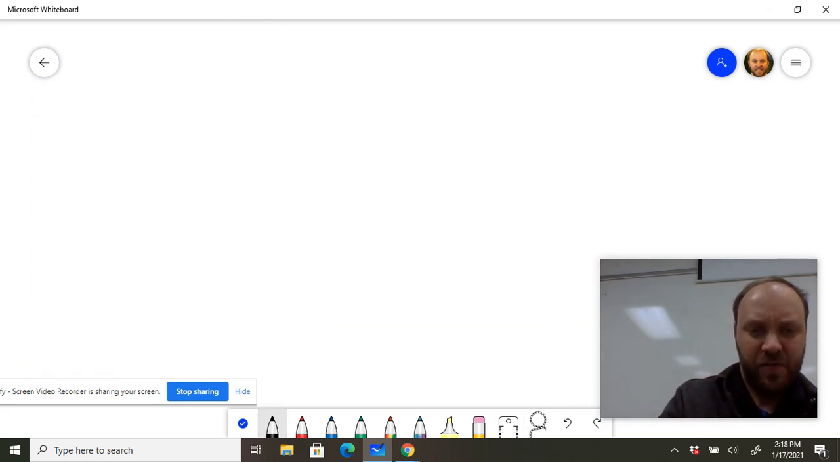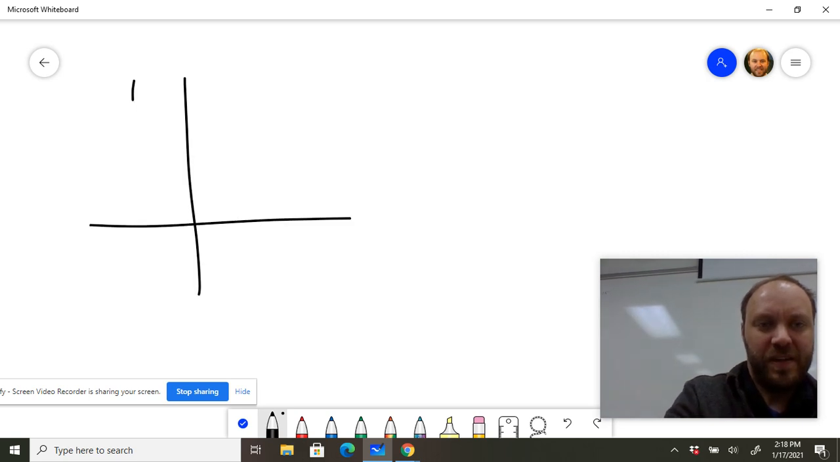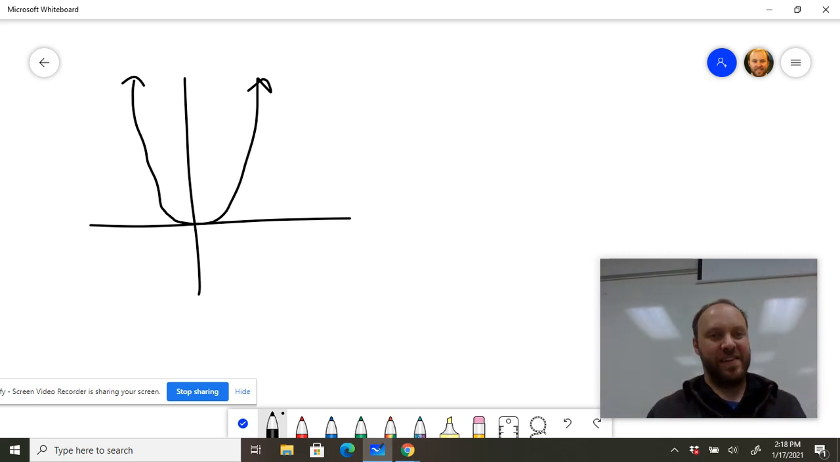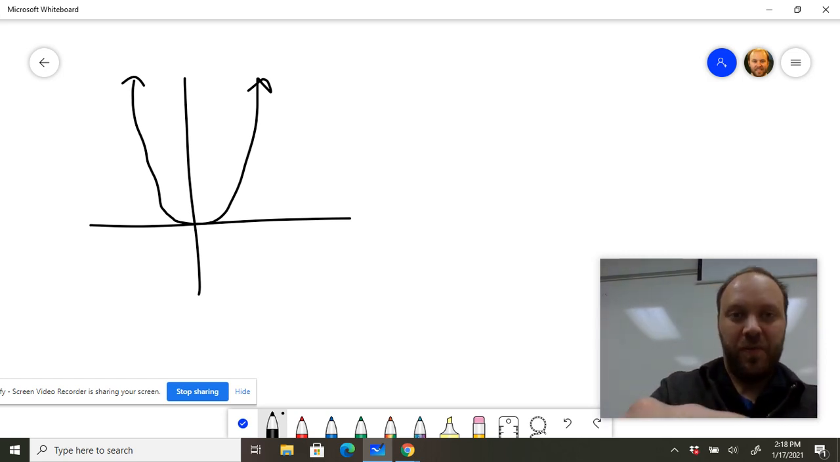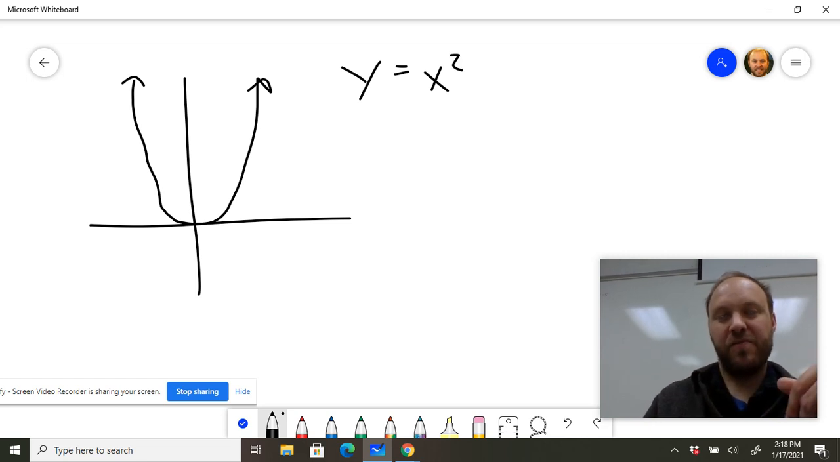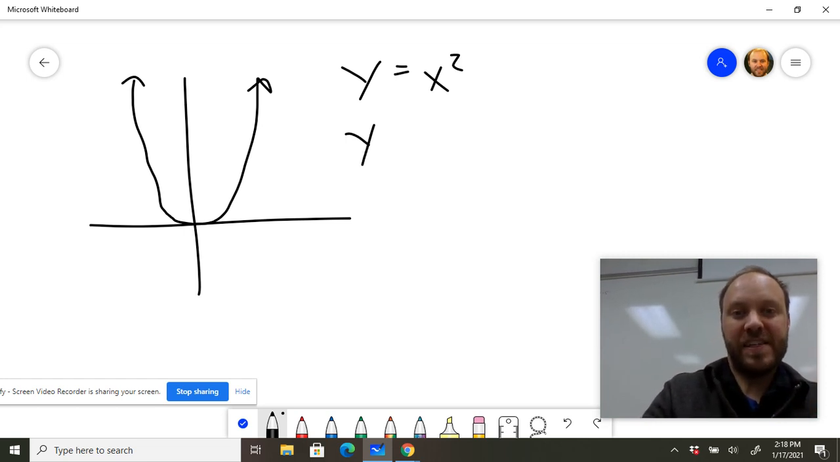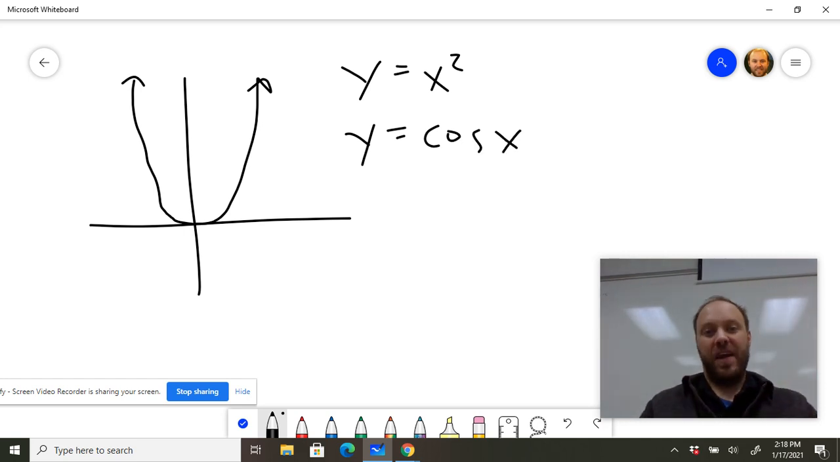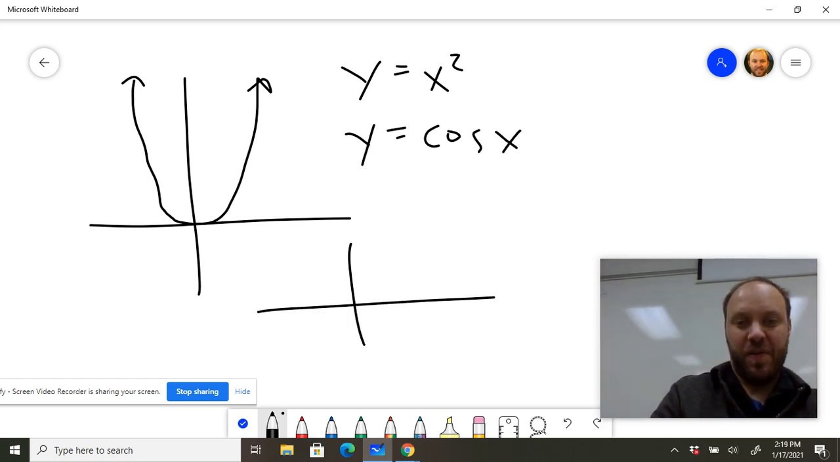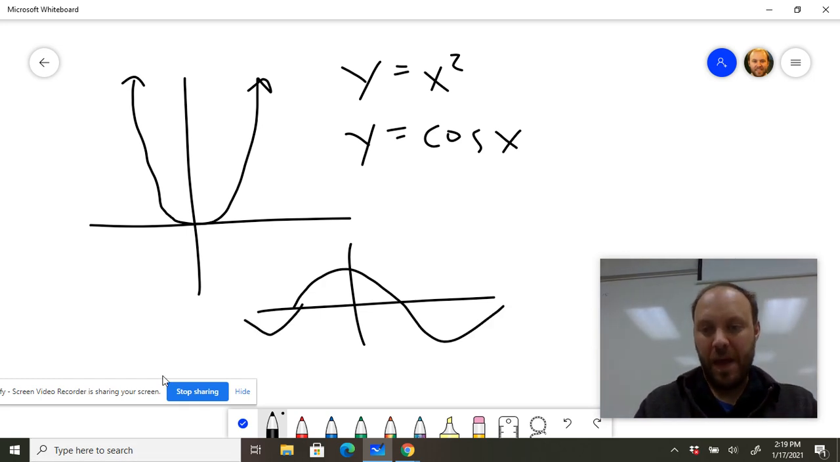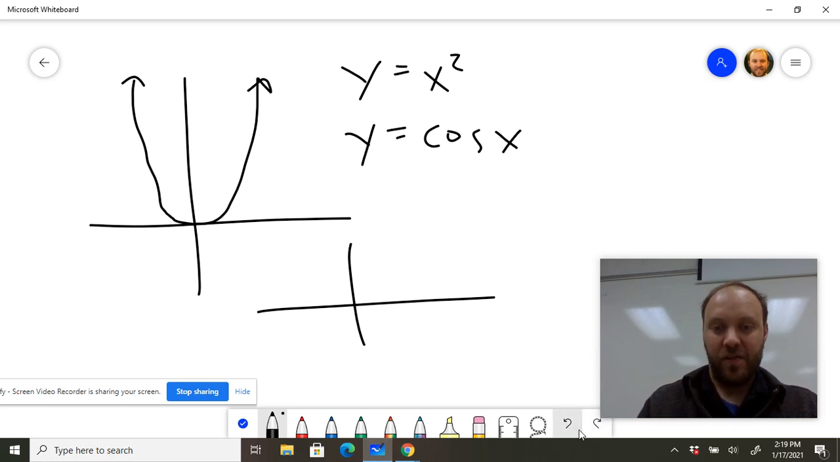Even functions, if you remember, are symmetric about the y-axis. And so a good example there would be y equals x squared, for example, y equals x to the 4th. The cosine function is a good example of a function that has symmetry about the y-axis because it does this sort of thing. So anyway, the sine function, meanwhile, is an odd function. I mentioned the tangent function being odd earlier.